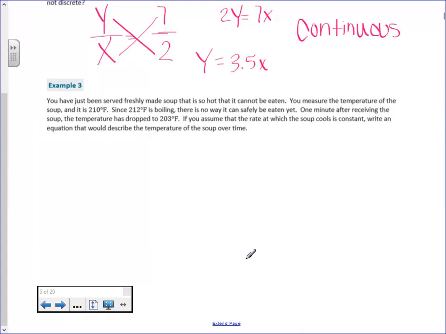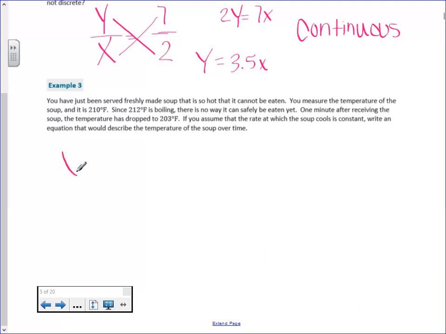Okay, this one's interesting. You have just been served freshly made soup that is so hot you can't eat it. You must measure the temperature of the soup. It's 210 degrees Fahrenheit. 212 degrees Fahrenheit is boiling. There's no way you could safely eat it. Then it says 1 minute after you record the temperature again and it's at 203 degrees Fahrenheit. So what we want to do is come up with a rule for this equation.